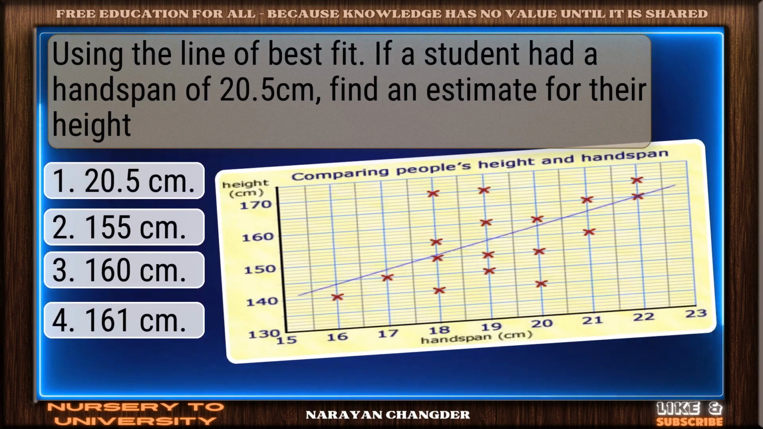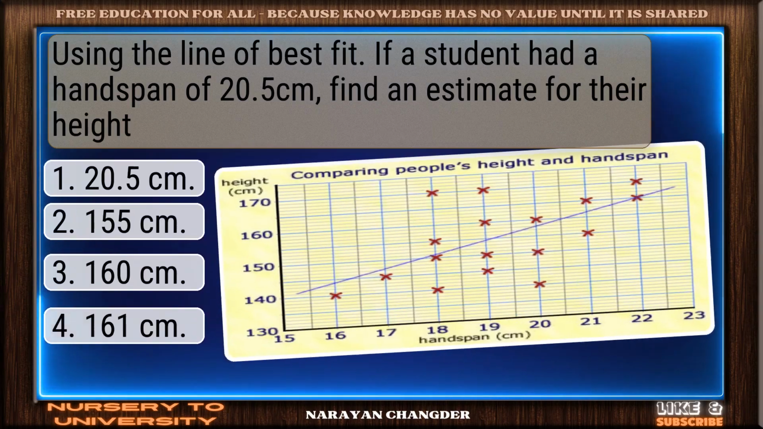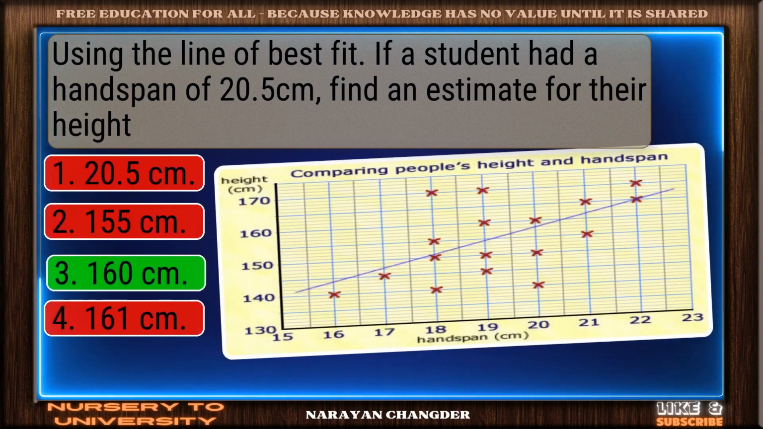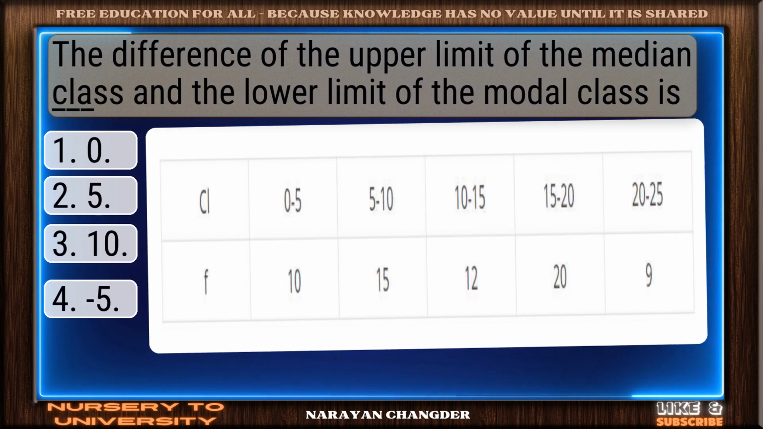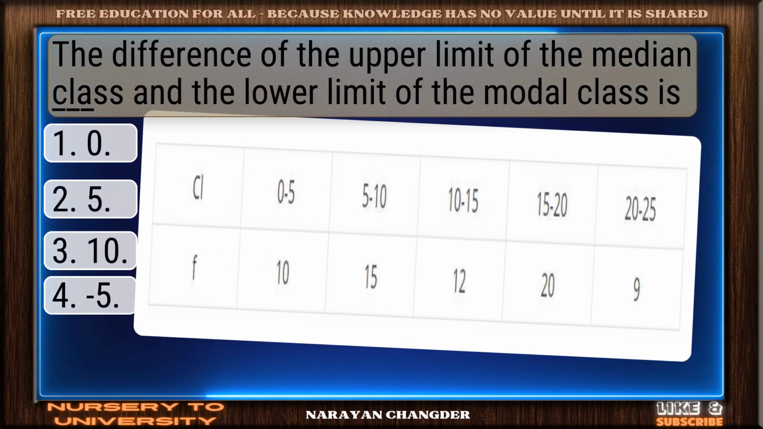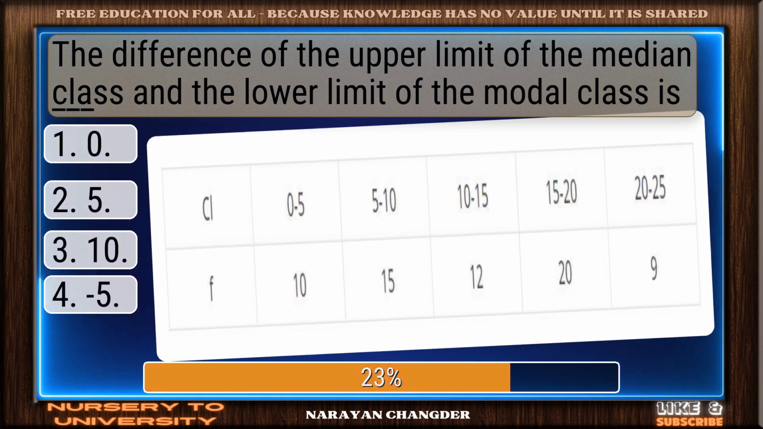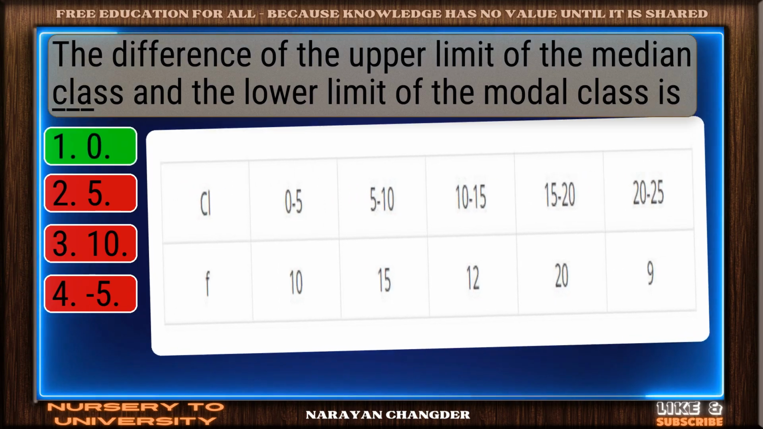Using the line of best fit, if a student had a handspan of 20.5 cm, find an estimate for their height. You chose 160, seems correct. The difference of the upper limit of the median class and the lower limit of the modal class is dash. Right again. Zero is valid.